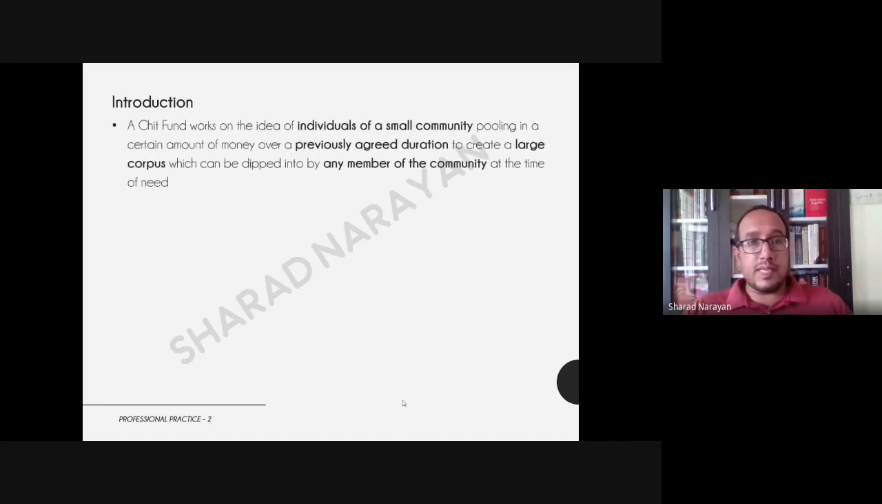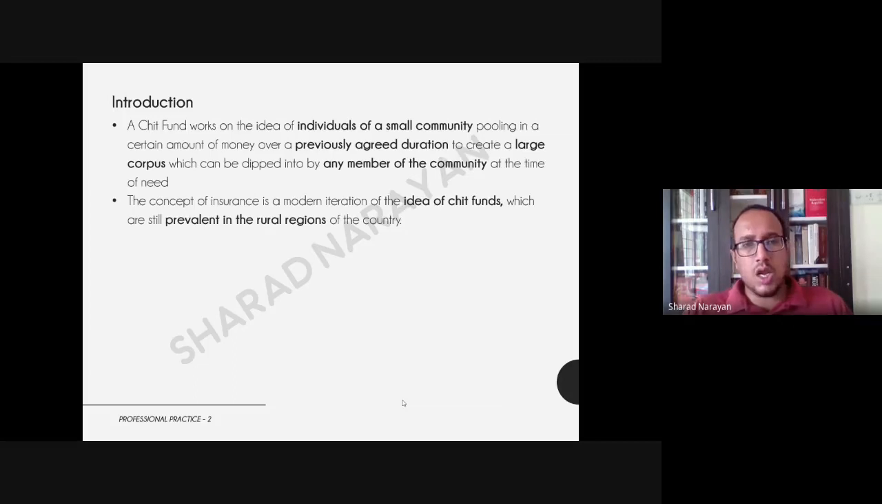So a chit fund works basically on the idea of individuals of a small community pulling in a certain amount of money over a previously agreed duration to create a large corpus which can be dipped into by any member of the community at a time of need. Again, we discussed that these kinds of needs were much simpler when it came to older communities. The concept of insurance is a modern iteration of the idea of chit funds, which are still prevalent in the rural regions of the country.